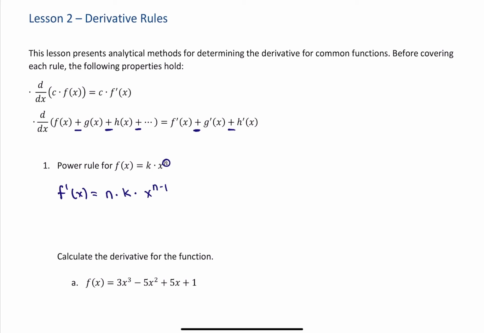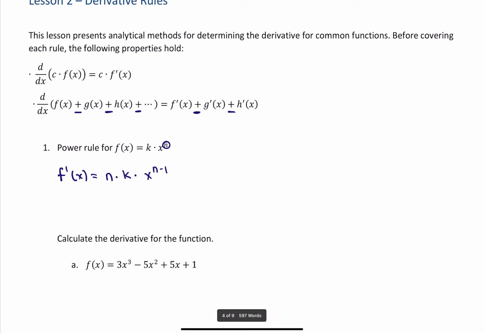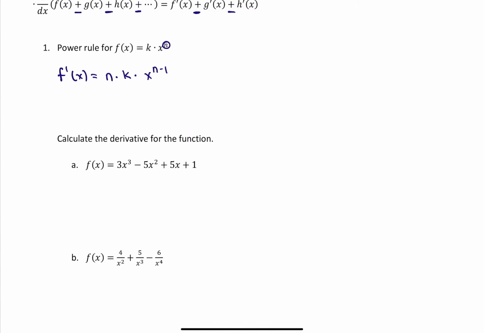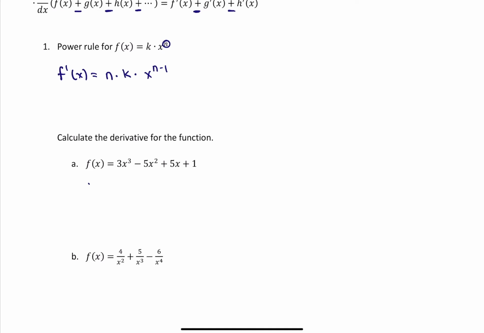A lot easier than maybe it looks. You just multiply the number to the front, subtract 1 from the exponent. So for part a, we're going to calculate the derivative for the function. So f prime of x is going to be, now according to our rule, we're going to have 3 times x to the 3 minus 1, minus 2 times 5 times x to the 2 minus 1, plus 1 times 5 times x to the 1 minus 1.